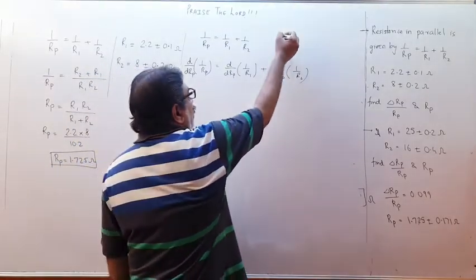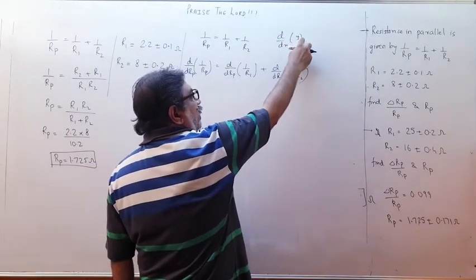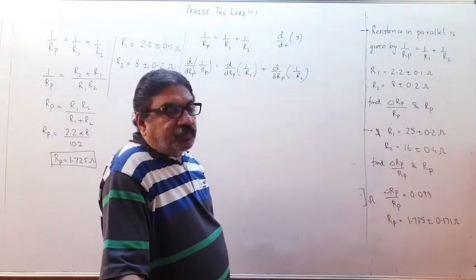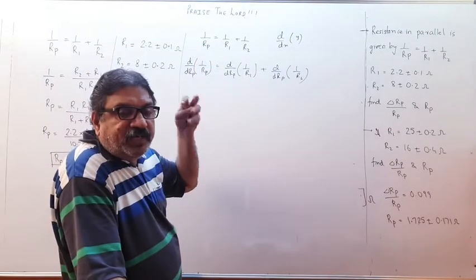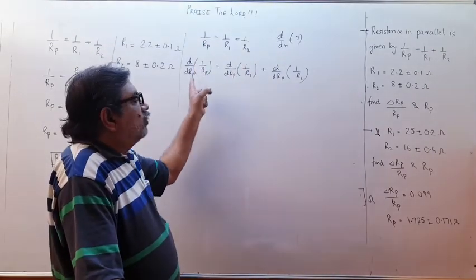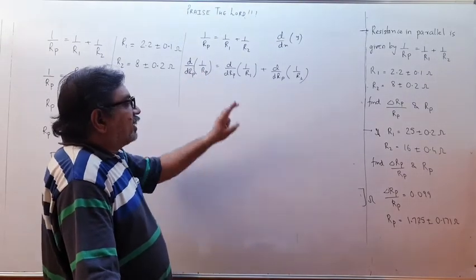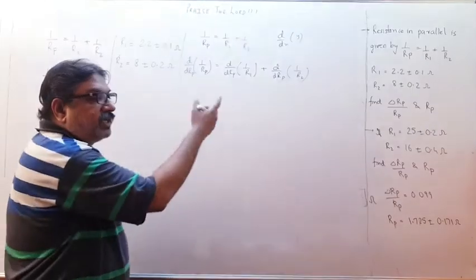When I say d by dx of y, I am differentiating y, finding the derivative of y with respect to x. Here I am taking d by dRp of the entire equation, so I am finding the derivative of all these things with respect to Rp. Now children, here there is Rp and here there is Rp, so we can take the differentiation.